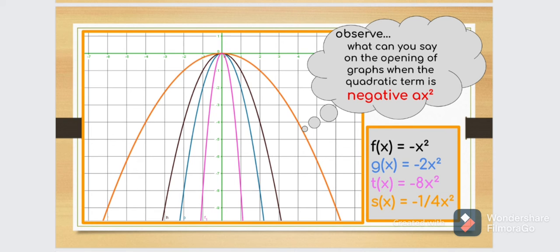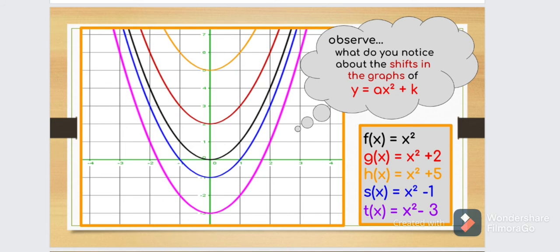Okay, let's proceed. How about this one? What do you notice about the shifts in the graph of y equals ax squared plus k? Now we have here the form with the value of k. What can you say about the movement of the values of k in these given functions? Think.